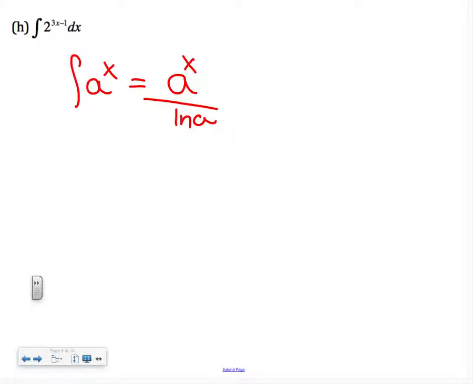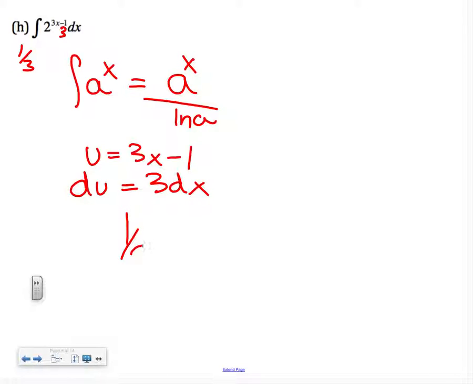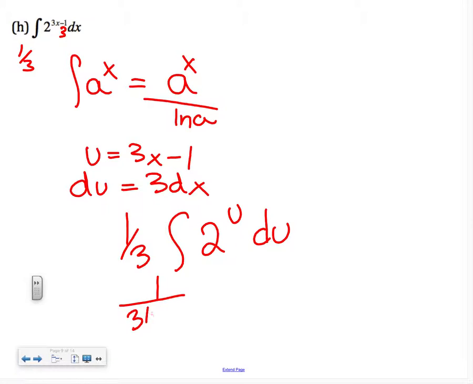So with an integral like this, I'm going to let u be 3x minus 1. So du would be 3 dx. I need a 3 in there, so I need a 1/3 out front. So what I have now is 1/3 the integral of 2 to the u times du. And the integral of 2 to the u is 2 to the u over ln 2 because of that different base. So it'd be 1 over 3 ln 2 times 2 to the u.